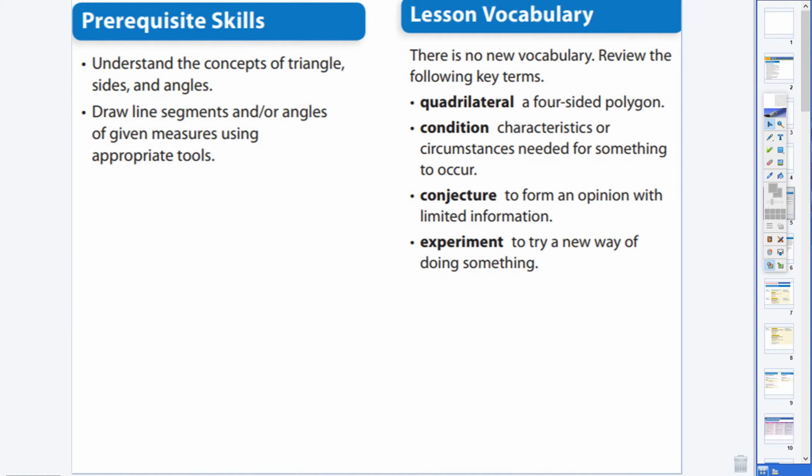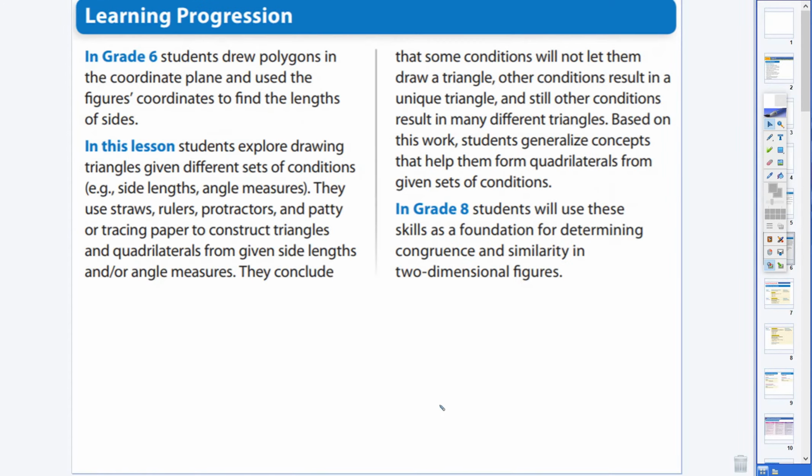Prerequisite skills. Understand the concept of a triangle, sides, and angles. Draw line segments and/or angles of given measures using appropriate tools. Lesson vocabulary. There is no new vocabulary, but we should review the following key terms. Quadrilateral, a four-sided polygon. Condition, characteristics or circumstances needed for something to occur. Conjecture, to form an opinion with limited information. And experiment, to try a new way of doing something.